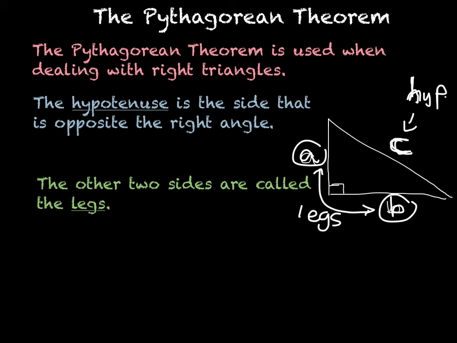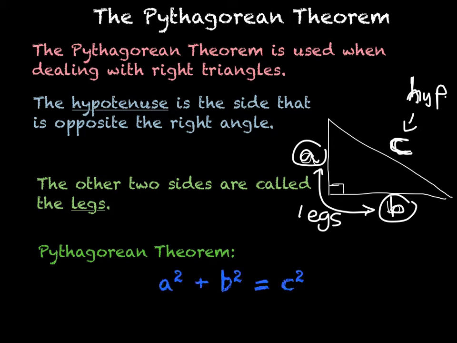Now, there's a specific formula that we can use to solve these problems, and that is called the Pythagorean Theorem. The Pythagorean Theorem states that in any right triangle, the sum of the squares of the lengths of the legs is equal to the square of the length of the hypotenuse. Now, all this means is we have a squared plus b squared equals c squared. So we can find any of the other parts of the triangle as long as we have two of the parts. So we're going to do some examples around that.